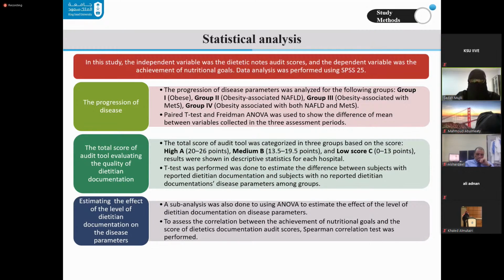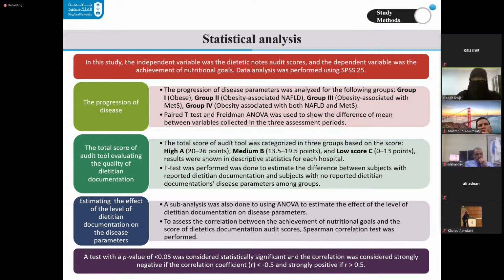A t-test was performed to estimate the difference between the subjects with reported dietitian documentation and subjects with no reported dietitian documentation. Estimating the effect of the level of dietitian documentation was done by comparing between the 3 levels of dietitian documentation, and we did a correlation test between the achievement of nutritional goals and the scores of dietetic documentation.